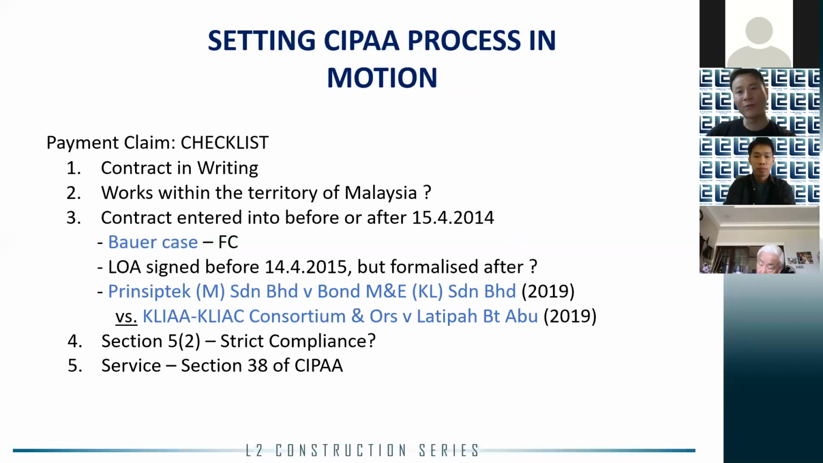Now, of course, the second mandatory requirement is that works must be within the territory of Malaysia, because CIPAA is meant to cater for construction projects in Malaysia. But it doesn't matter if the parties to the contract are foreigners, non-Malaysians, and that's fine. So long as the works are within the territory of Malaysia, whether partly or wholly. Partly because it would include, for example, the construction of gas piping that runs from the Malaysian shore to other countries like Singapore or Thailand or even to China. Then it would be cross-border, but it actually starts from Malaysia. Then it would still be considered as a construction work within the territory of Malaysia.